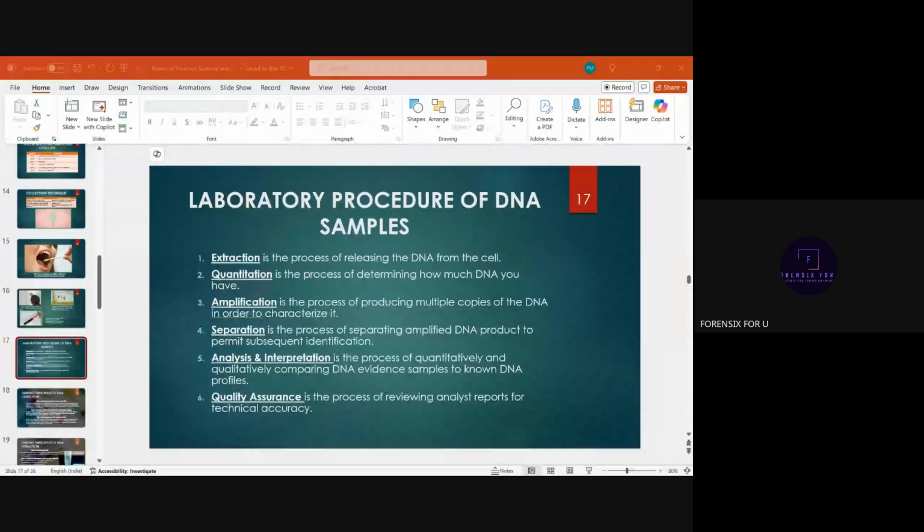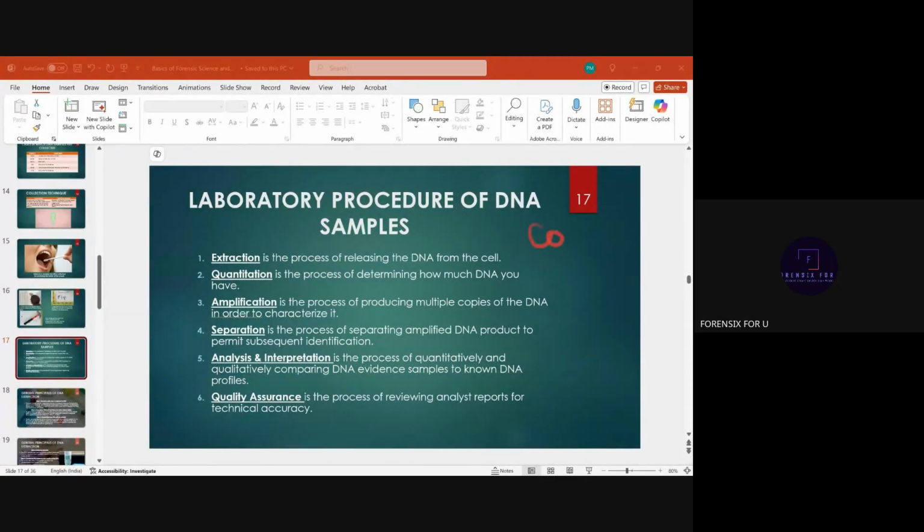Basically, as per CODIS right now, you must be knowing what CODIS is. Combined DNA Identification System, CODIS. Are you able to see what I'm writing on the screen? Yes, ma'am. Okay.